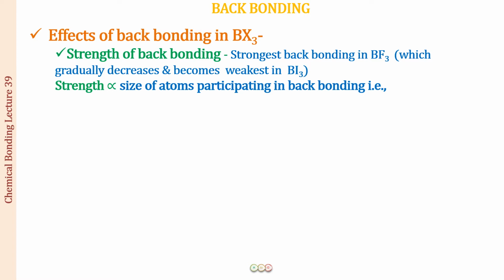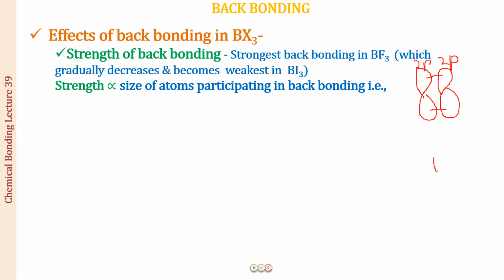Well, because the strength of back bonding is going to be proportional to the size of the atoms participating in back bonding. What does that mean? What it means is, if we think about BF3, which are the orbitals which are going to participate in back bonding? It is going to be a 2p of boron and a 2p of fluorine. Both of them 2p, so they are similar in sizes, and hence it is going to be a very effective overlap between the two because the orbitals are similar in size.